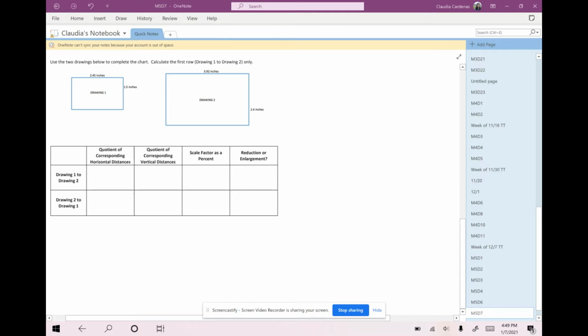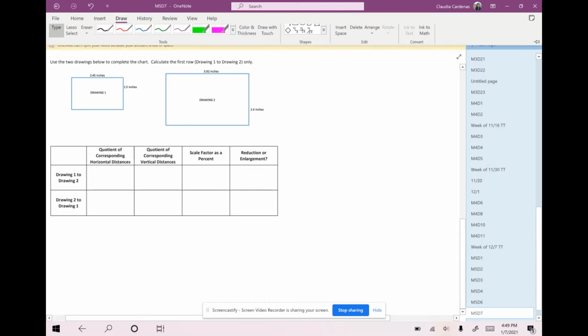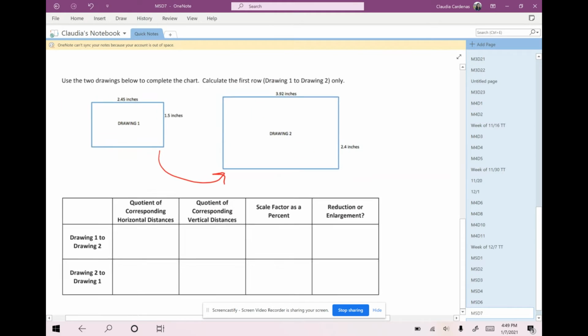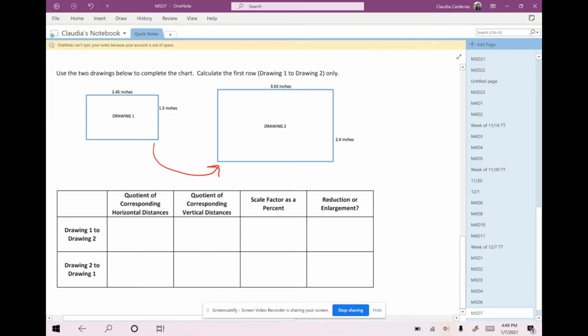So I'm looking at this picture and I see that we have two rectangles, drawing 1 and then drawing 2. The question wants us to go from drawing 1 to drawing 2. So I'm just going to draw an arrow here. So go ahead and draw these two rectangles on your paper. Let me zoom in so we can see the dimensions clearly.